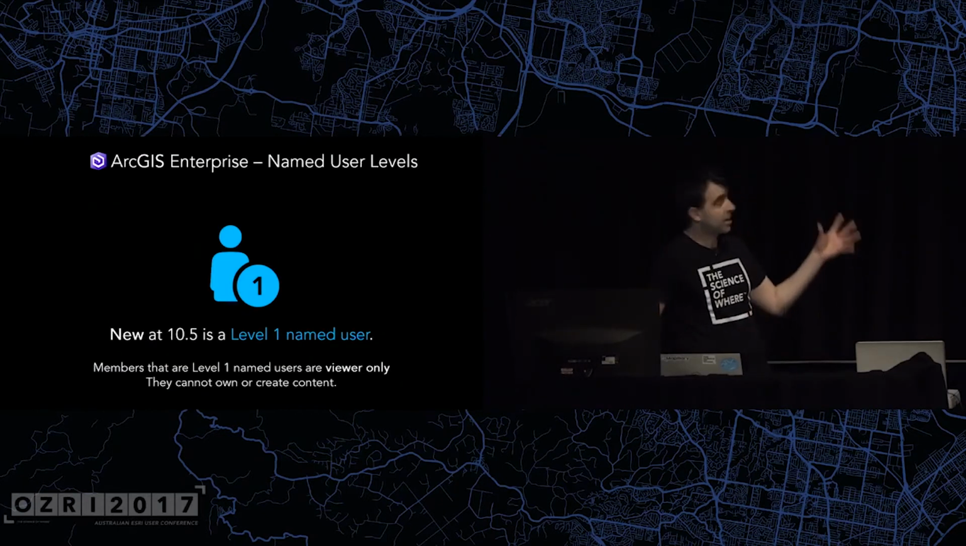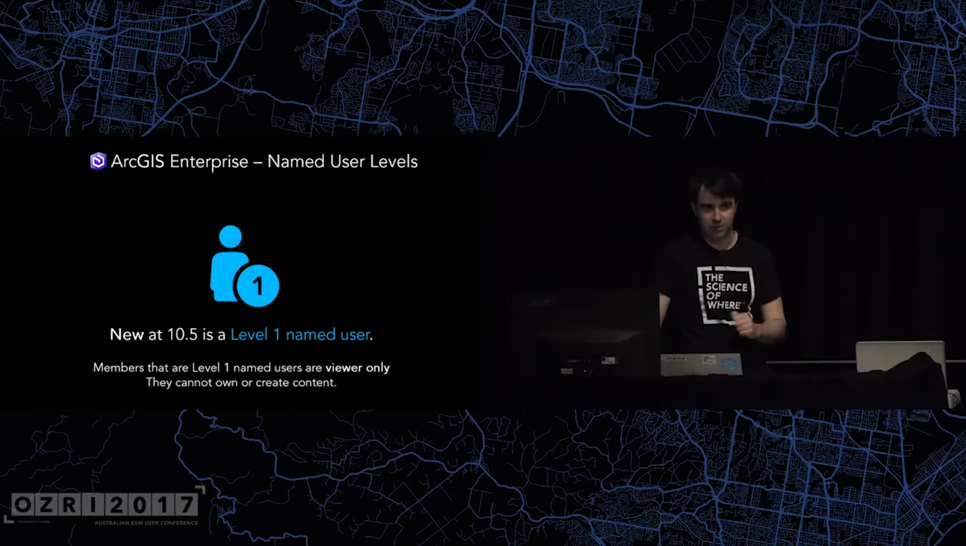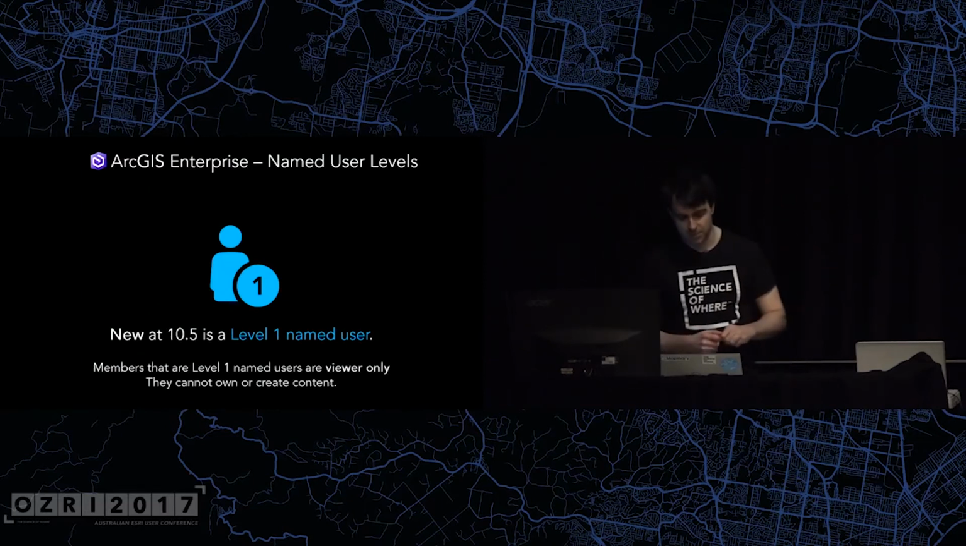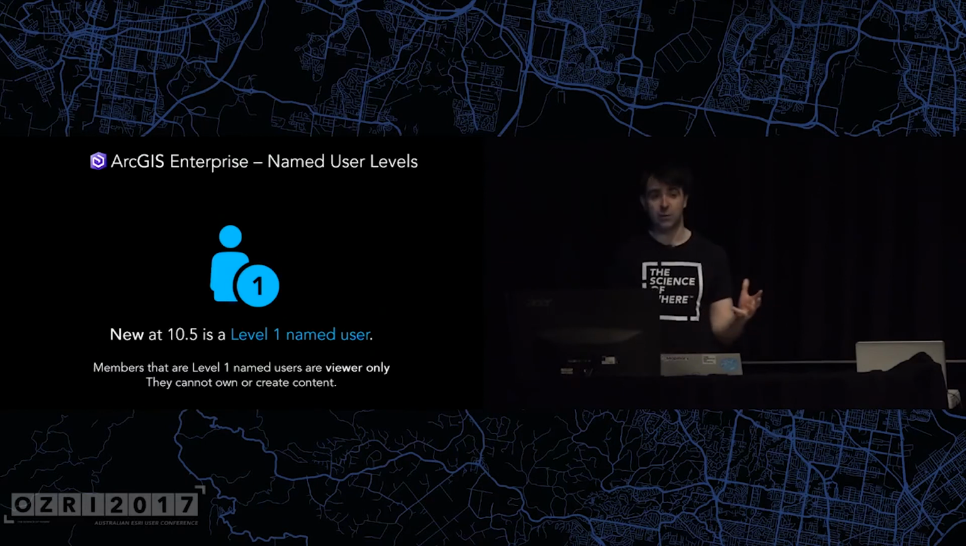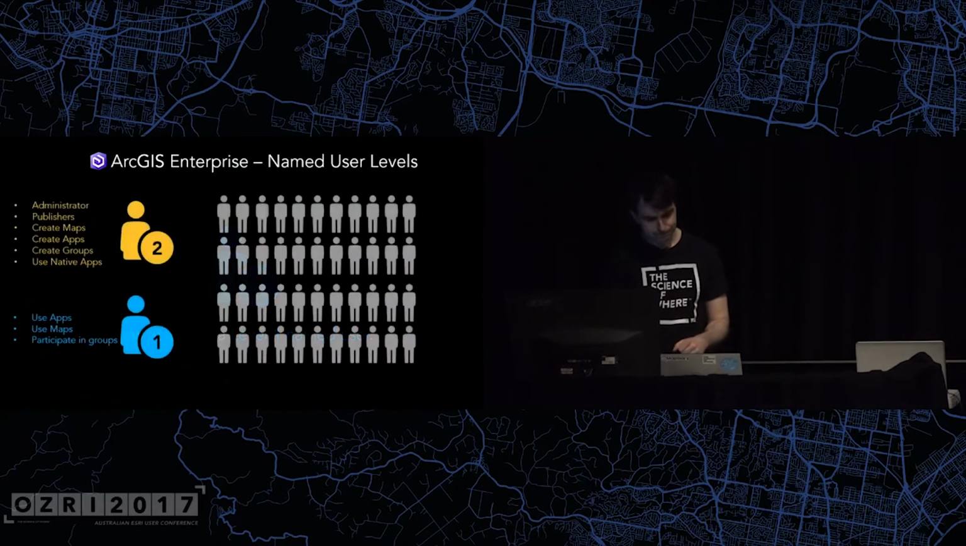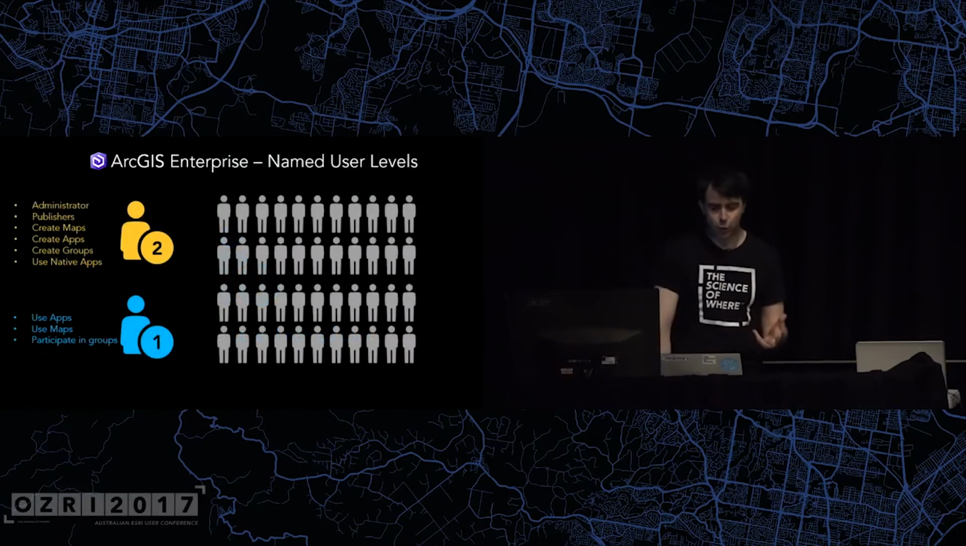So they can view private content such as maps and apps, but they can't create new maps and apps. But maybe your exec or your boss doesn't care about creating maps and apps. And you get 30 of these for free with your enterprise license. So that's always handy. So you might dish these out within your organization.